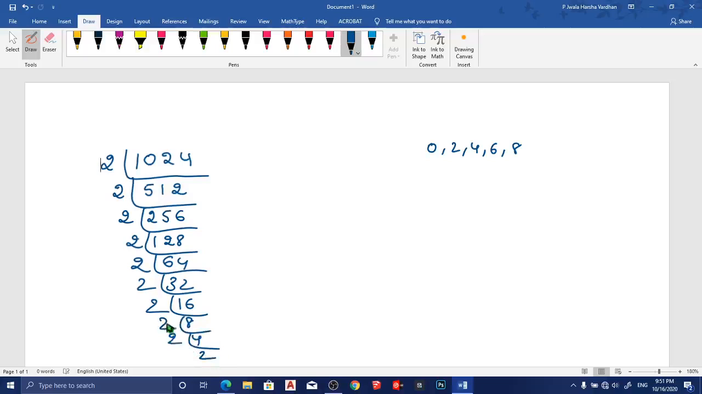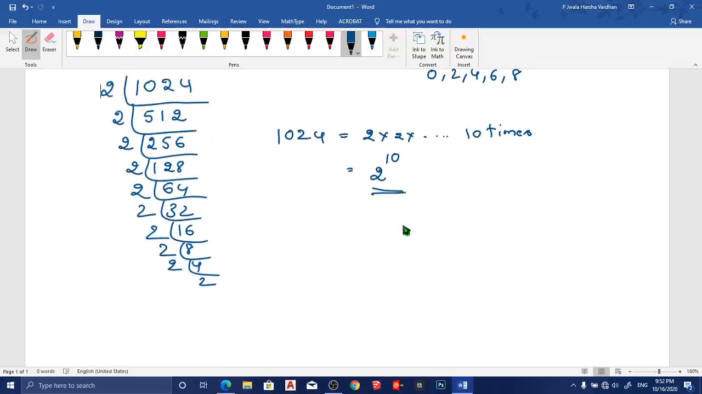Now you count: 1, 2, 3, 4, 5, 6, 7, 8, 9, 10 times you are writing 2. So 1024 is nothing but 2 into 2 into 2, like this. How many times are you writing it? 10 times. So this can be written as 2 raised to the power of 10. How many times are you multiplying this 2 here? 10 times. So now you can write this in exponential form as 2 raised to the power of 10. Like this you can write any number in exponential form.